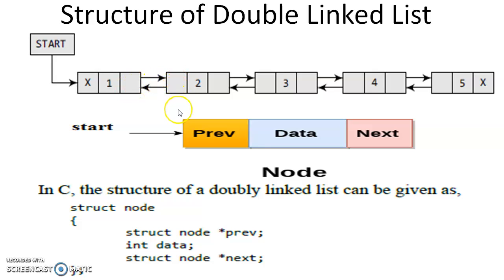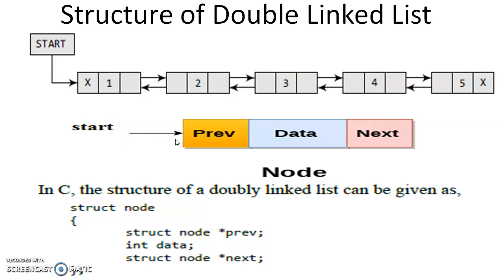So that's why, if you see the structure of the double linked list, the node consists of three parts. The first part, as usual, is the data, and the next part is a previous pointer which is pointing to the previous node, and the next pointer which is pointing to the next node in the double linked list. Start will always be pointing to the first node that we have.